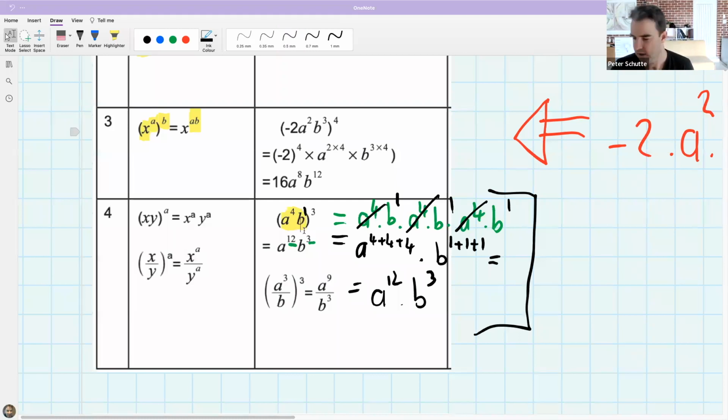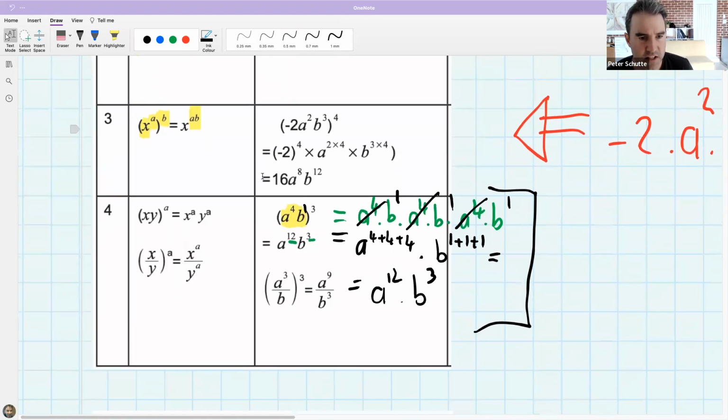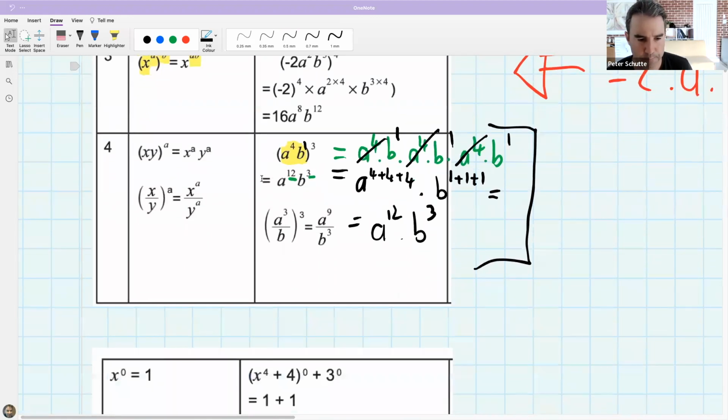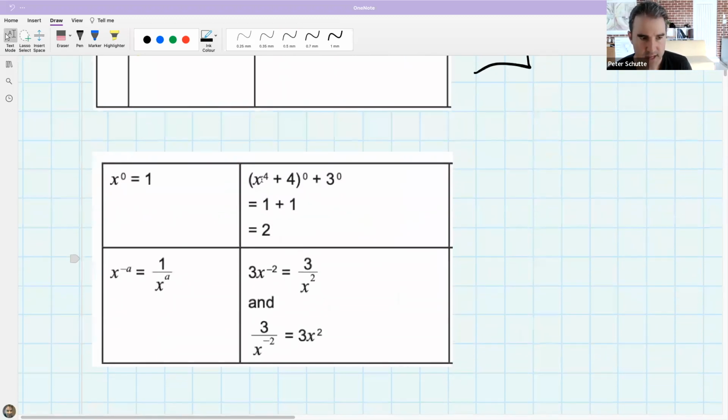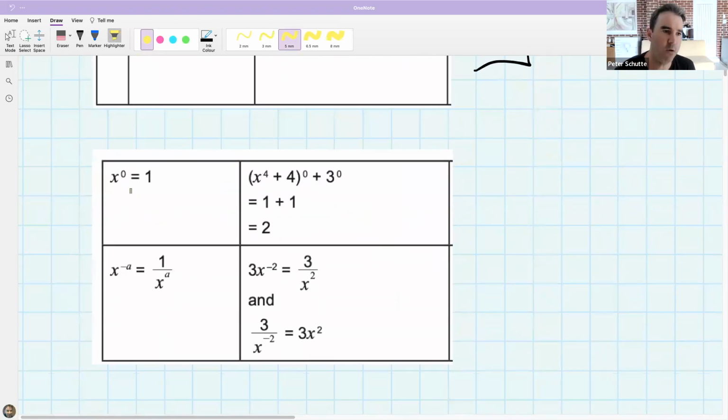Okay. But these are laws that are going to keep coming up today, and we're going to practice them. The other thing that's important for today is that anything to the power of 0 is 1. So you can see x to the power of 0 is 1. How would this look? Well, this thing in the bracket is something, and it's to the power of naught. And so what does that end up being? It ends up being 1.